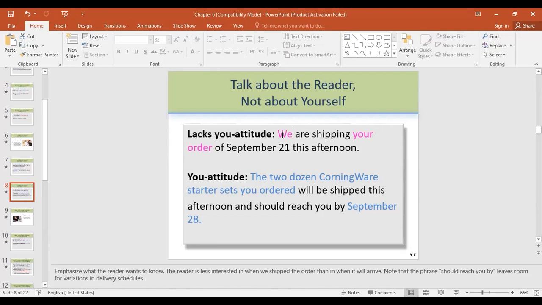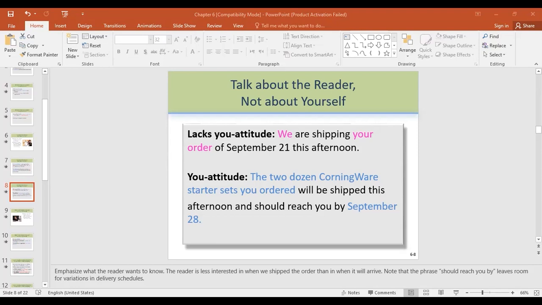Okay, shipping your order for September 21st this afternoon. Your attitude should be, the 2 dozen Corningware starter sets you ordered will be shipped this afternoon and should reach you by September 28th. So from these sentences also we can see the difference, which one is more correct. So emphasize what the readers want to know.